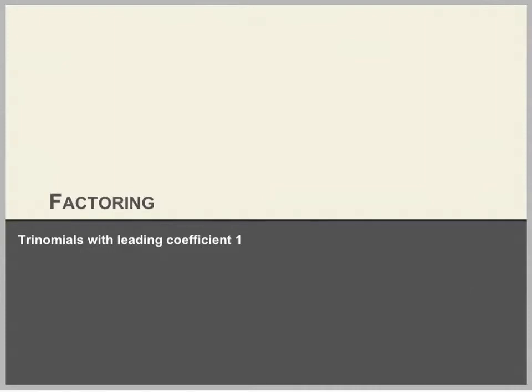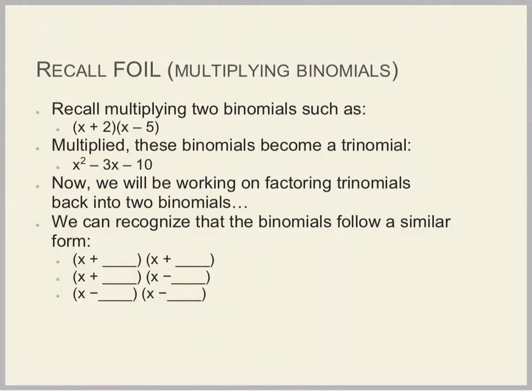We'll be investigating the idea of factoring even more by looking at trinomials, polynomials with three terms, that have a leading coefficient of 1. We can recall our idea of foiling, or really multiplying two binomials, and specifically we're going to be looking at linear binomials, such as x minus 2 and x minus 5.